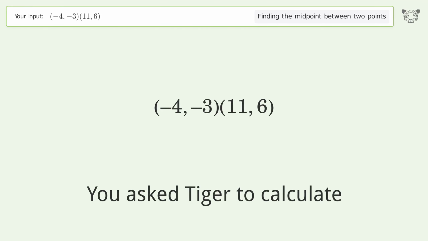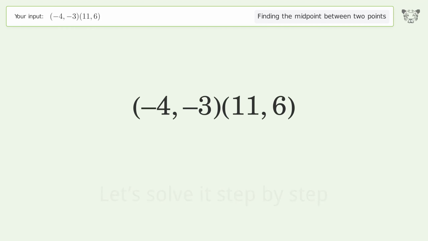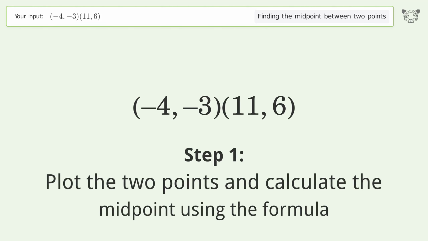You ask Tiger to calculate. This deals with finding the midpoint between 2 points. The midpoint between the 2 points is 3.5, 1.5. Let's solve it step by step. Plot the 2 points and calculate the midpoint using the formula.